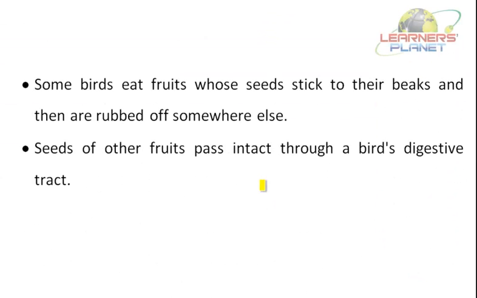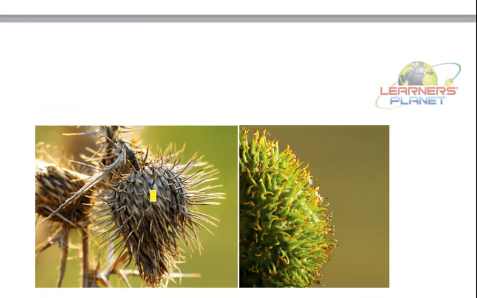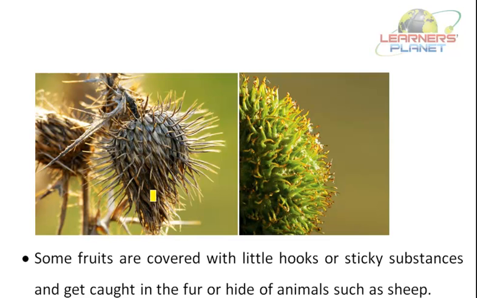Now, other than animals, there are some birds too that eat fruits whose seeds stick to their beaks and then they are rubbed off somewhere else. So seeds of other fruits pass intact through a bird's digestive tract. And this way the dispersal takes place. Right? Even there are some fruits which have hooks.